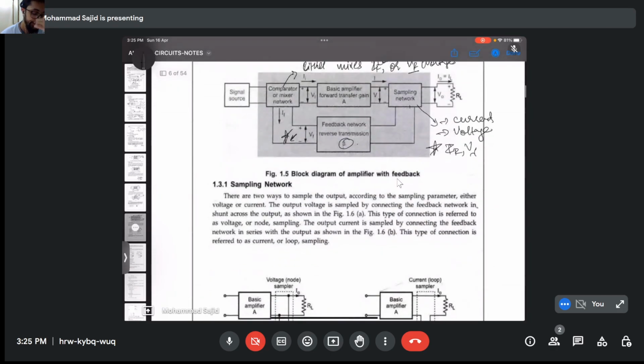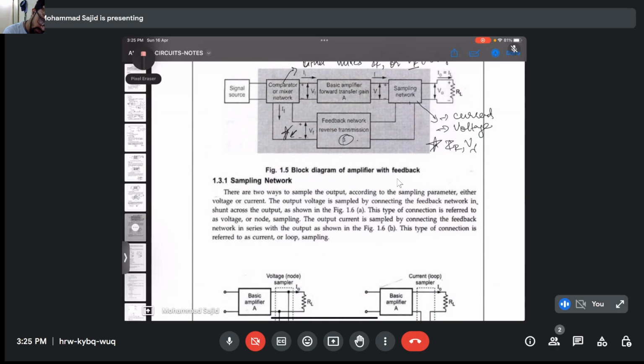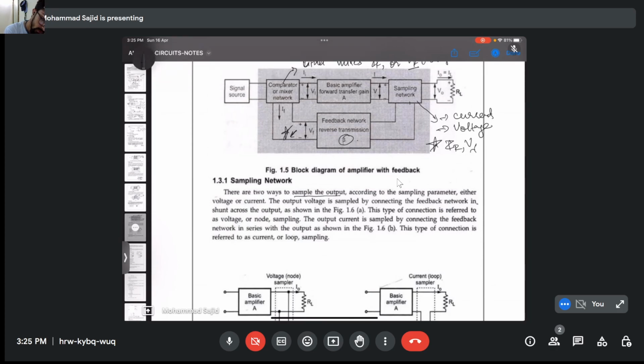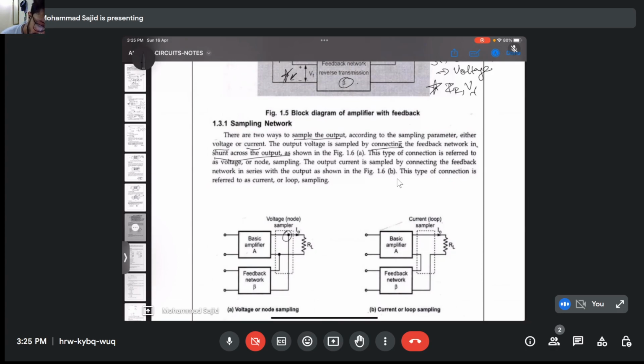Now let's see what a sampling network is. There are two ways, as said already, to sample the output, according to the sampling parameter, either voltage or current. The output voltage is sampled by connecting the feedback network in shunt across the output, like this. This is called a shunt network. If we connect our feedback network in this way, it will sample voltage. This type of connection is referred to as voltage or node sampling.